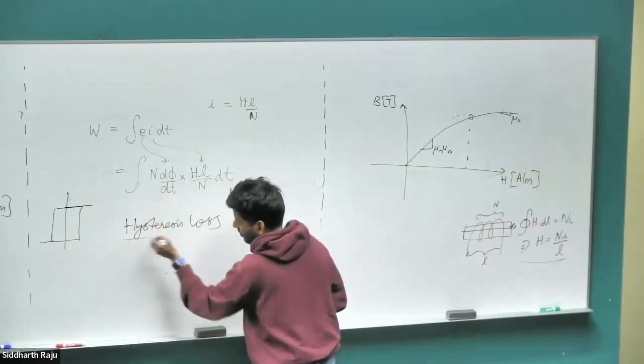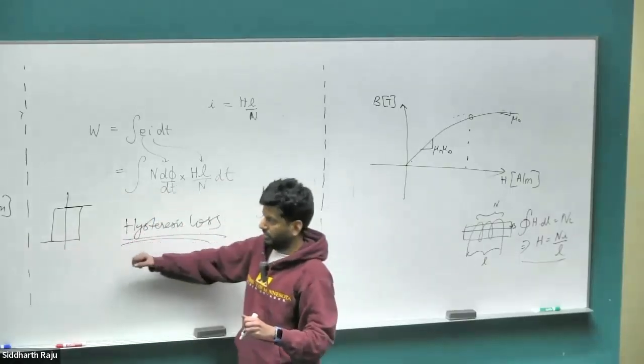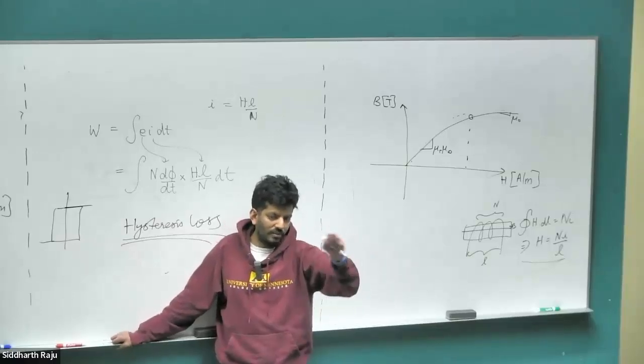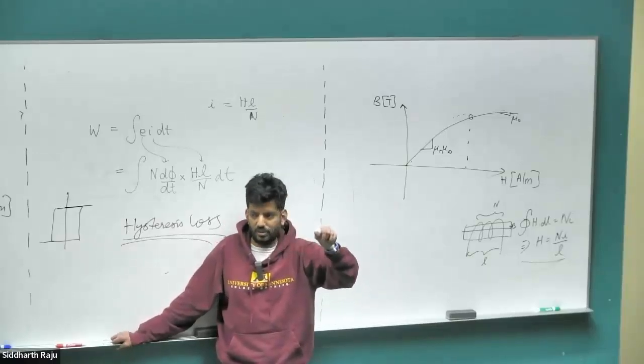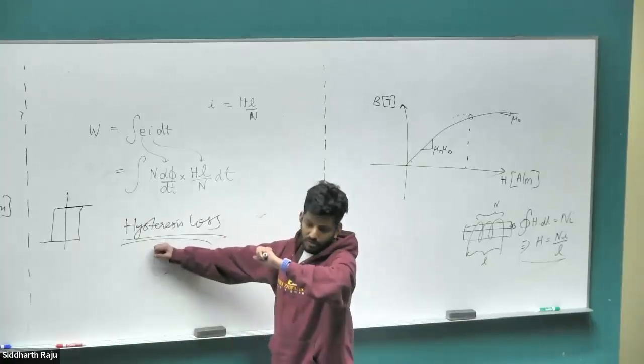So this energy is not stored in the magnetic field. This energy is lost in the material. Every time the domains are aligned and unaligned, aligned and unaligned, they create friction, which is then lost as thermal energy. So the core would start to heat up. That's one component of core loss, the other being the eddy current loss.